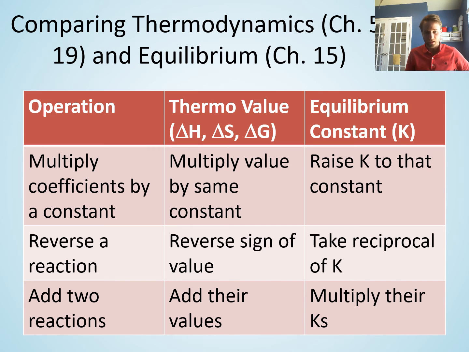So when I multiply coefficients by some constant, for things like enthalpy, I multiply the enthalpy by that same value. But for the equilibrium constant, I raise the equilibrium constant to that value. If I flip a reaction, reverse it, for enthalpy, it's reverse the sign. But for the equilibrium constant, I have to take the reciprocal, I have to do 1 divided by my original equilibrium constant. And then if I add 2 reactions together, for enthalpy, I add the 2 enthalpies, but for the equilibrium constant, I multiply the 2 equilibrium constants together.